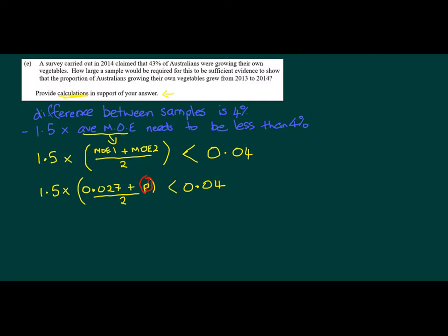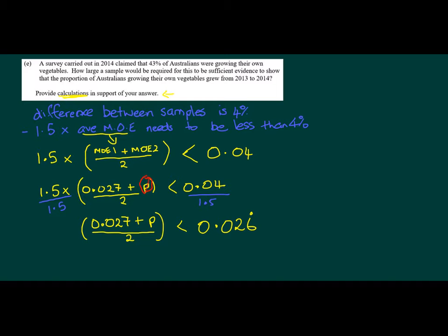So we're going to do a bit of maths here now. To get rid of this 1.5 over here, we have to divide by 1.5. If we divide this side of the equation by 1.5, we also have to divide this side of the equation by 1.5. So we'll divide that by 1.5. And if we do that, 0.04 gives us 0.026 recurring. So we're left with this part of the equation.